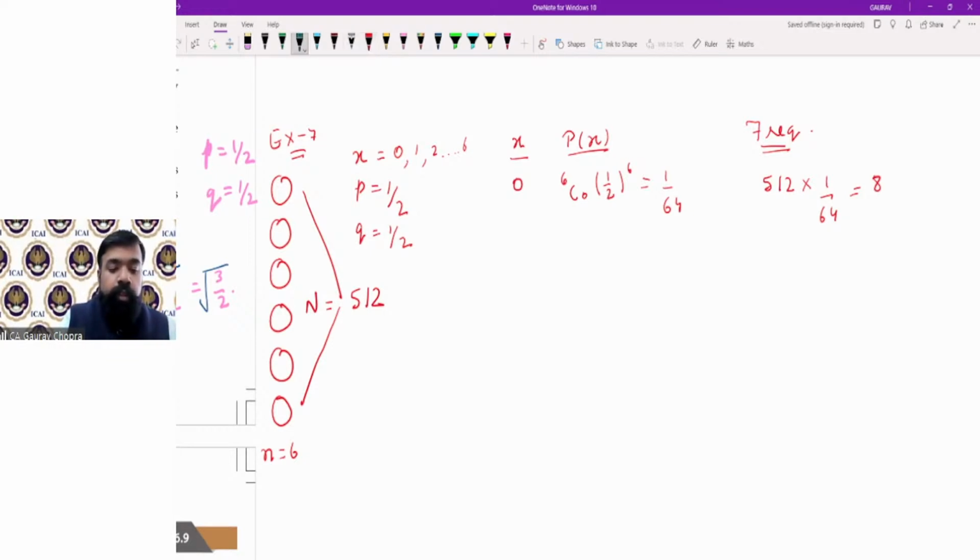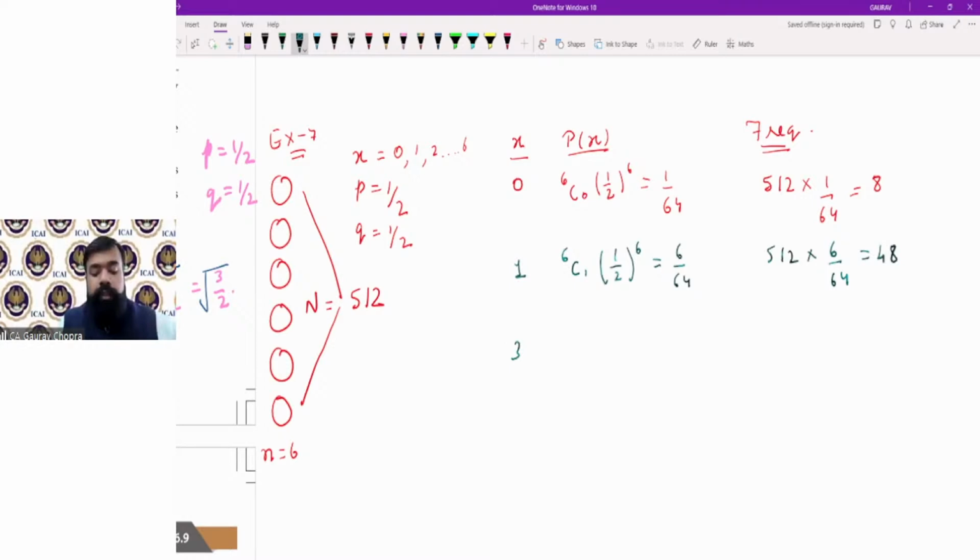Then if X is equal to 1, you will write 6C1, 1 by 2 to the power of 1, and 1 by 2 to the power of 5. Overall, it will be 6. So 6 by 64. So 512 multiplied by 6 upon 64, you will get 48.